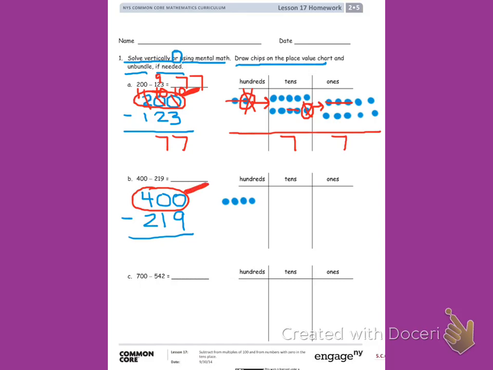supposed to focus on. All right, look at that number and begin deciding if you need to unbundle any bundles of 10 or 100 in order to subtract 219, but only unbundle if needed. After you solve the problem, don't forget to record your answer on the line. All right, the rest is up to you. Good luck.